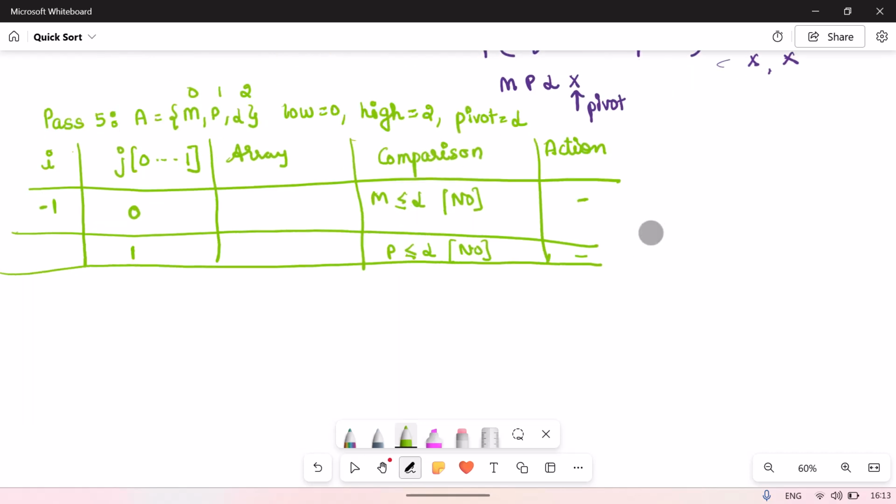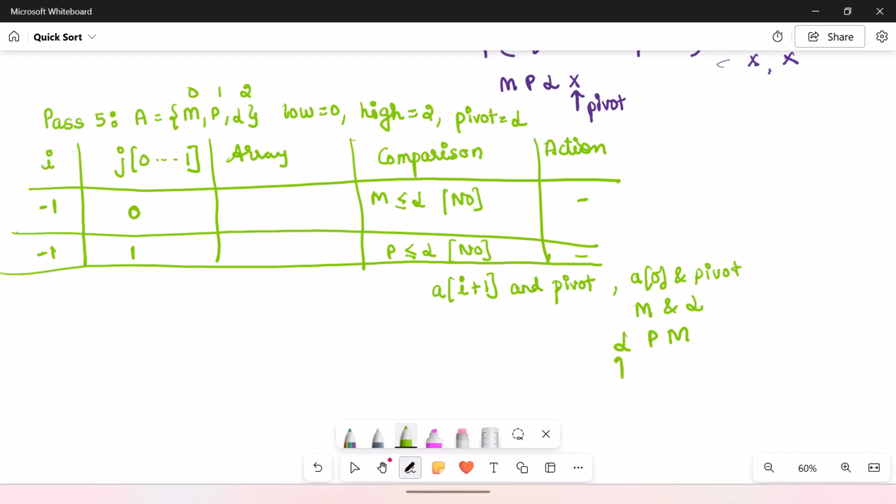Now what are you supposed to do after this? After this you have to increase the value of i by 1 and then swap it with the pivot. Okay, so i is right now -1. So this becomes A of 0 and pivot to be exchanged. A of 0 is M and pivot is L. So these two will be exchanged. So L, P, M. LPM will become the list. Correct? LPM will become the list.